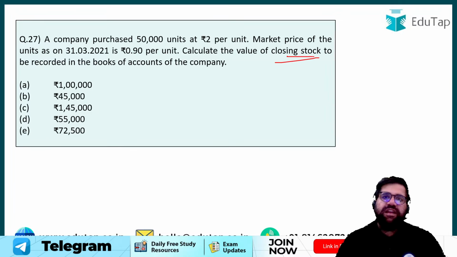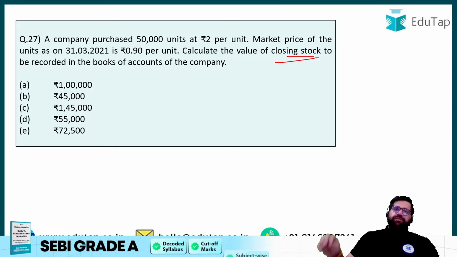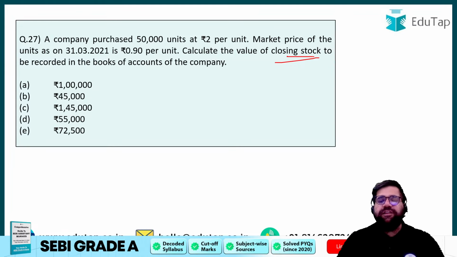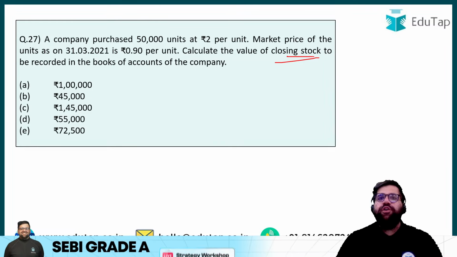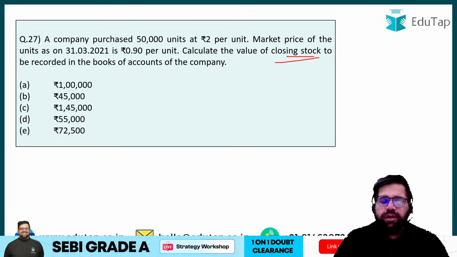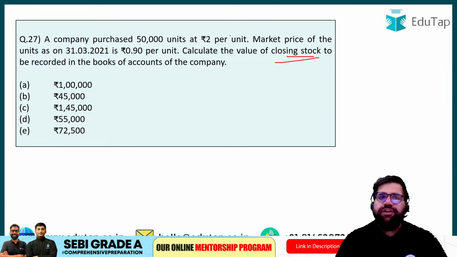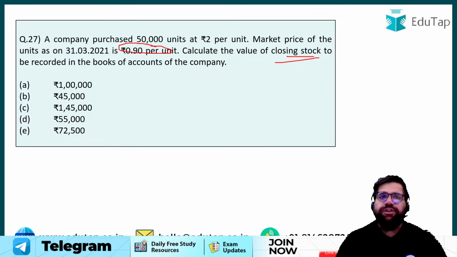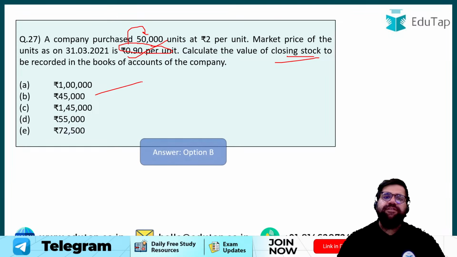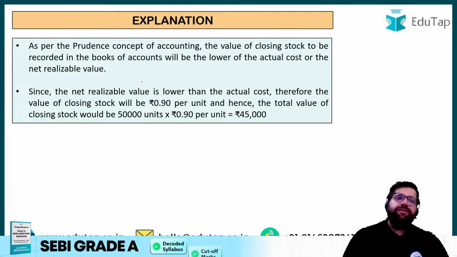Now closing stock, whenever you are talking about the inventory's closing value, as per AS 2, inventory valuation, you will always value your inventory at the lower of cost or net realizable value. Whatever is lower of cost or net realizable value will be used. So if you see, I will be using 0.90 because this is lower than the cost and net realizable value, right? Now 50,000 into 0.90 will give me the answer as 45,000. Therefore the correct answer will be option number B.